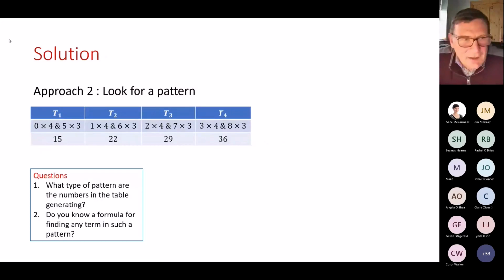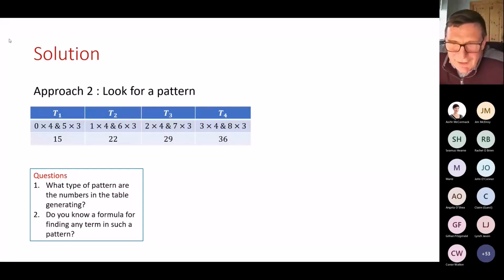And you ask them then what type of pattern the numbers in the table are generating. So quickly they will see that it is a linear pattern with a first difference, or a common difference, whichever you call it, of 7. So there's a difference of 7 between each of the terms. And then another question we could ask them, because we want to find the actual term that contains 57: do you know a formula for finding any term in such a pattern? So hopefully they'll come up with Tn is equal to a plus (n minus 1) times d. And if not, we tell them.